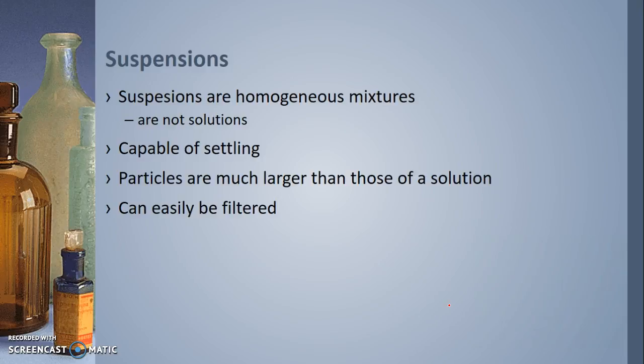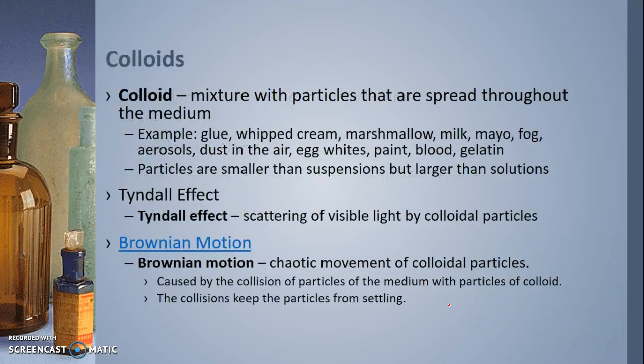You can have heterogeneous mixtures that are suspensions. They are capable of settling. The particles are much larger than those of a solution, which is why they can be easily filtered. A colloid is a mixture with particles that are spread throughout, so it's kind of like a suspension that's just permanently suspended. There's lots of examples here on this slide.